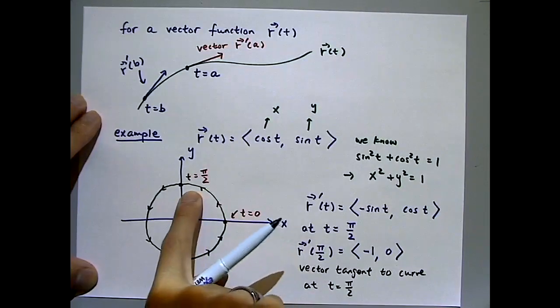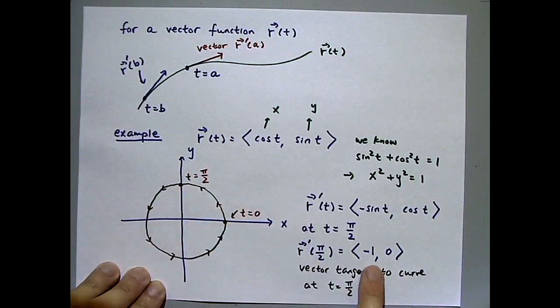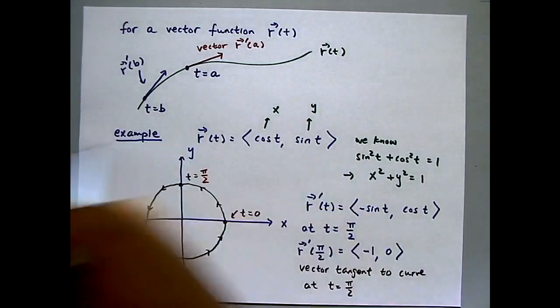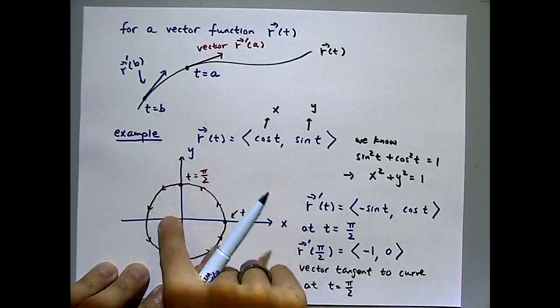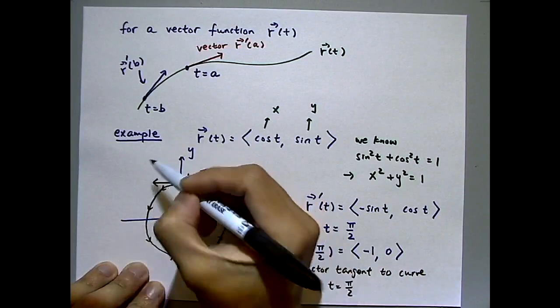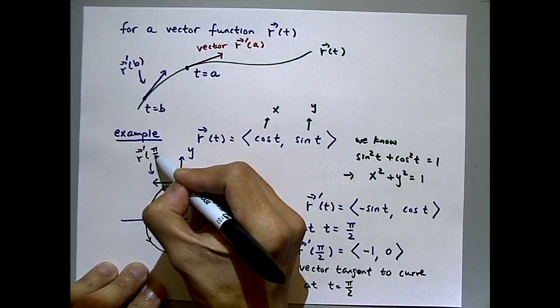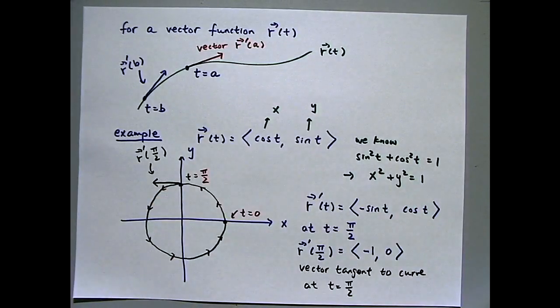Pi over 2 is right here. And the vector tangent to the curve has an x component that's -1. That means I go to the left. And the y component is 0, so we don't go up or down. So that vector is going to look like this right here. Does that make sense?